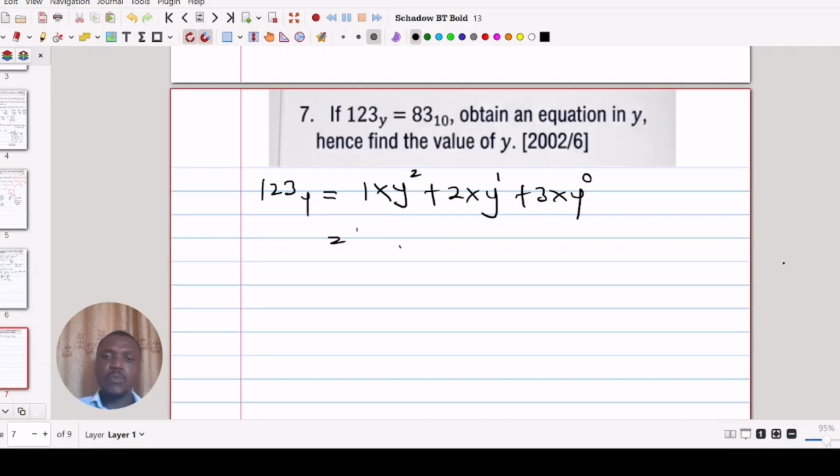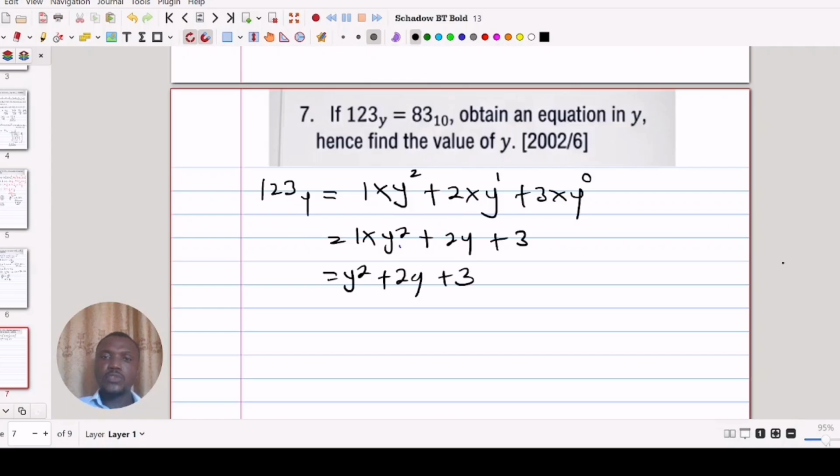This should be 1 times y raised to power 2, is y squared, plus 2 times y, that will be 2y. 3 times y raised to power 0 is 1, so 3 times 1, that will be 3. So this will lead us to y squared plus 2y plus 3. So instead of writing 123 base y, since I'm applying base 10, I'm going to write that as y squared plus 2y plus 3 equals 83.